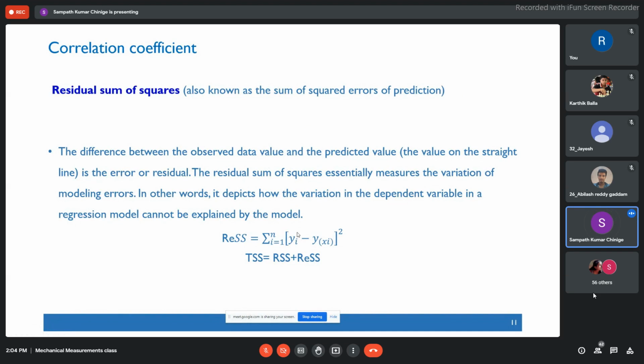So that is nothing but, therefore what you are trying to find out, RESS, is nothing but the summation of yi minus the fit value whole square. The summation of this whole deviation between the measured data or the discrete data minus the continuous data whole square. That is what we are trying to find out, which is nothing but your RESS. Okay, so this value is yi minus yxi whole square.